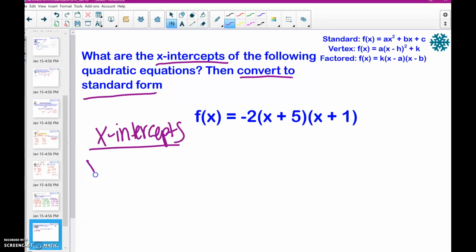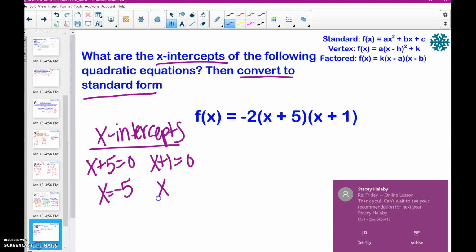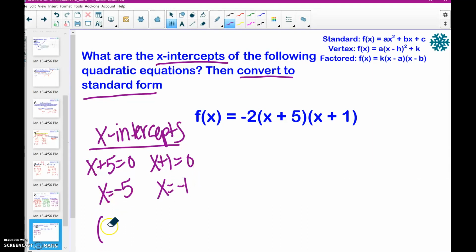The x-intercepts here, we've got x plus 5 equal to 0 and x plus 1 equal to 0. Through some simple steps, I know that x equals negative 5 and x equals negative 1. So my 2 x-intercepts are negative 5 comma 0 and negative 1 comma 0.